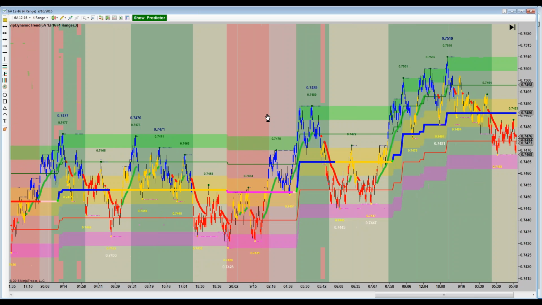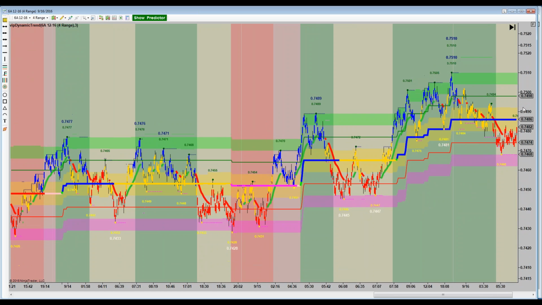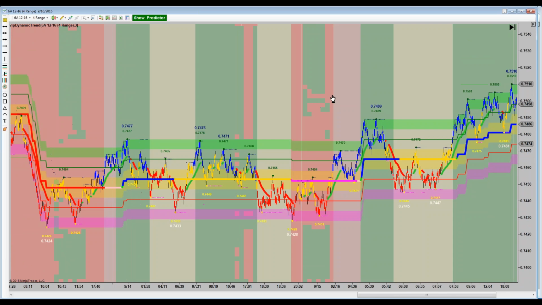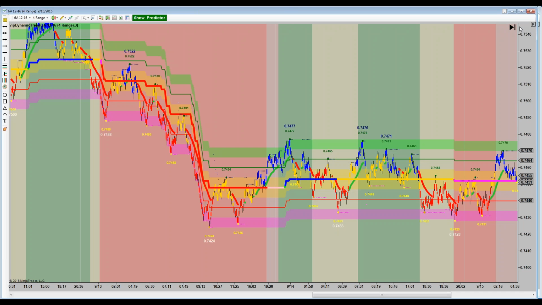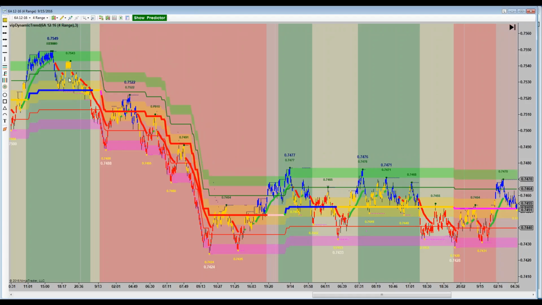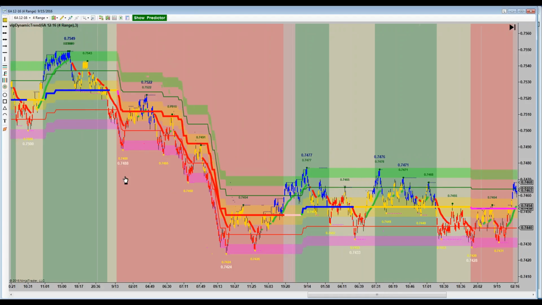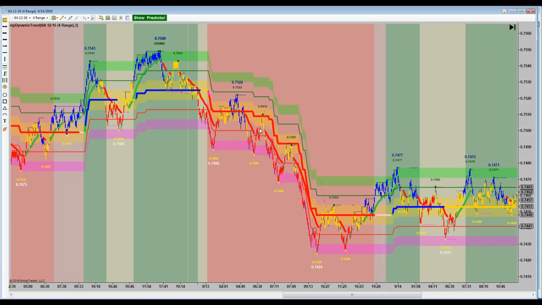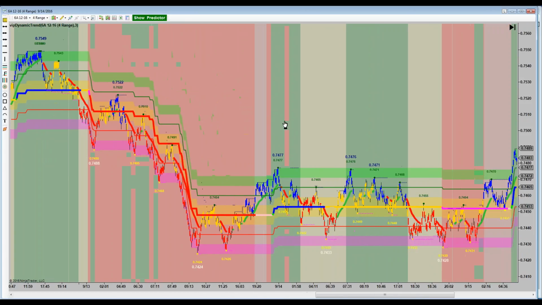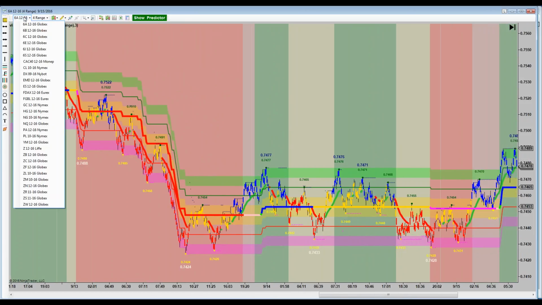So you can see 6A last week was pretty choppy. This is the Aussie futures. 6A, Aussie cross pair, basically equivalent in the futures value. Had a little bit of sell-off here early in the week. Looks a little spiky. I don't trade 6A. Let's look at a couple other ones.